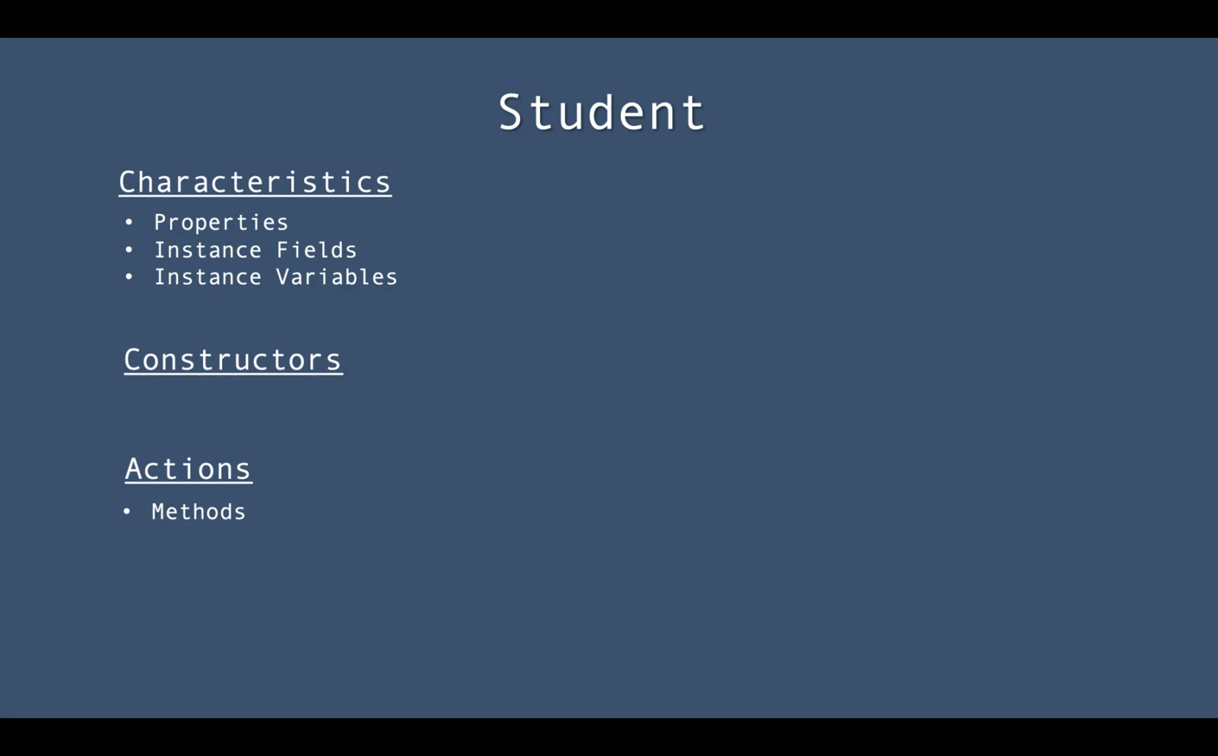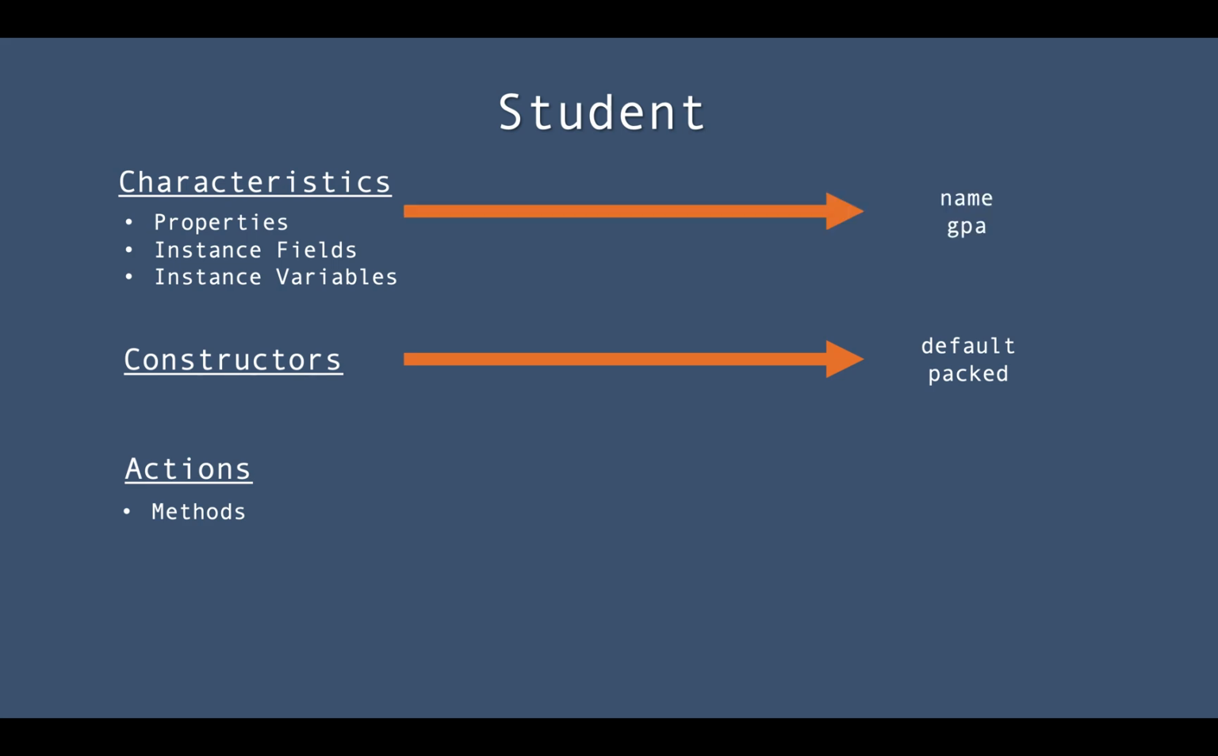And as we've already said, a class is going to have characteristics, constructors, and actions. So for constructors, we're going to have a default and a packed constructor just like we have in the past with our rectangle class. For characteristics, you'll hopefully remember that a characteristic is a property. It's something that describes an object of this class.